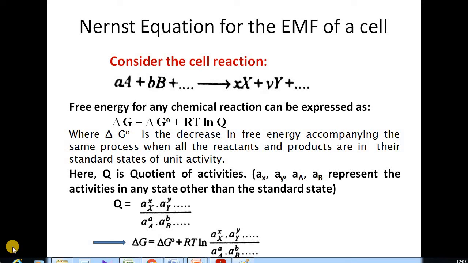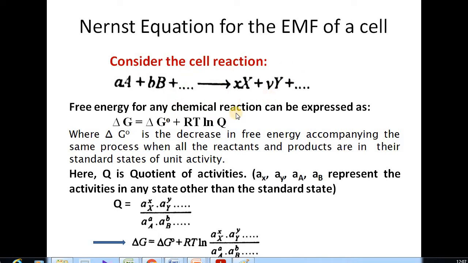Morning, students. In today's lecture, we will derive the Nernst equation to calculate the EMF of a cell at any given stage of the cell reaction. Now consider the cell reaction. This is a general cell reaction where a moles of A plus b moles of B are giving x moles of X plus y moles of Y. So this is a general cell reaction.